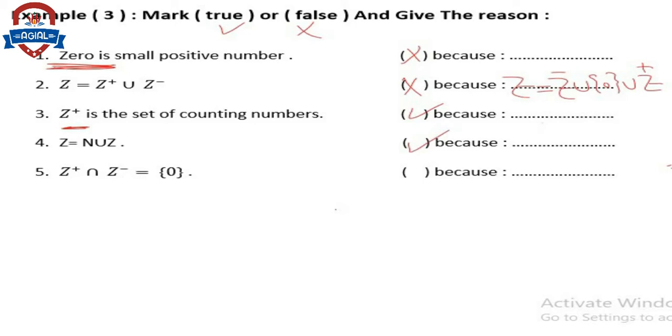Number 5, positive Z intersected with negative Z is equal to the empty set. So the answer is false, because the intersection is the empty set.